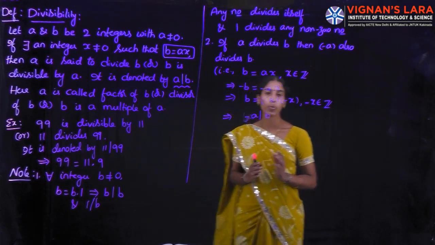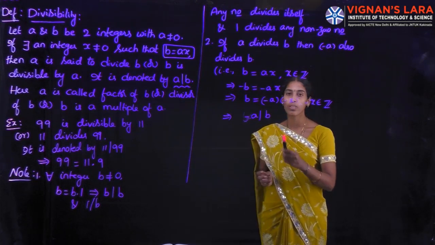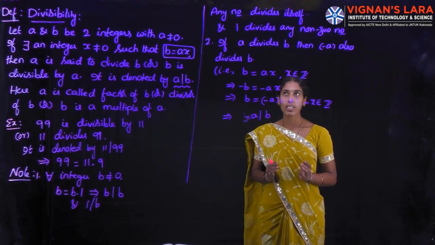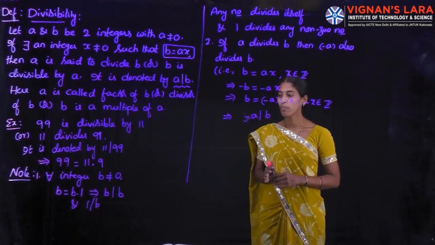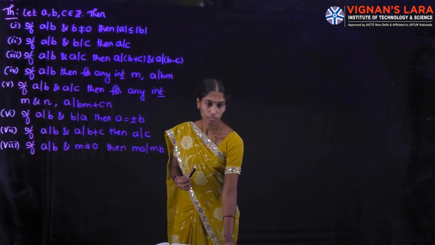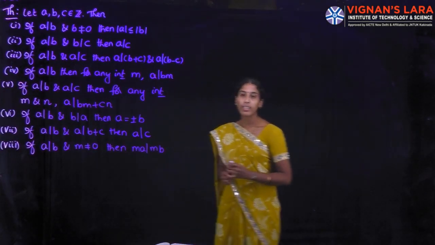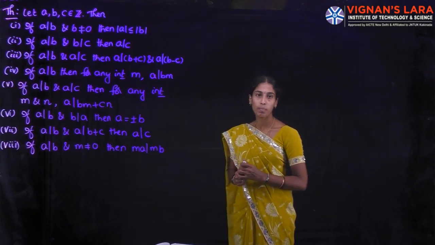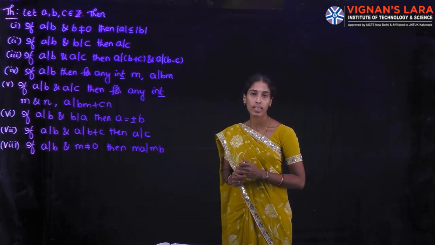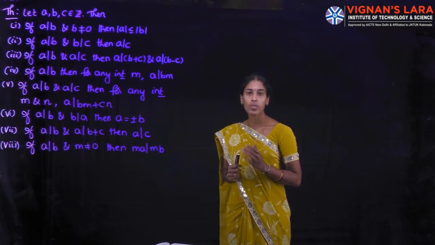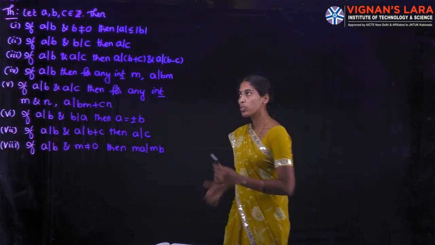Whenever we prove some of the results, we use these notes. Any number divides itself, and the second one is always 1 divides any number, right? And already we saw the definition of divisibility. To say that A divides B, there exists a non-zero integer X such that B is equal to AX. Using that definition, we have to prove this result.